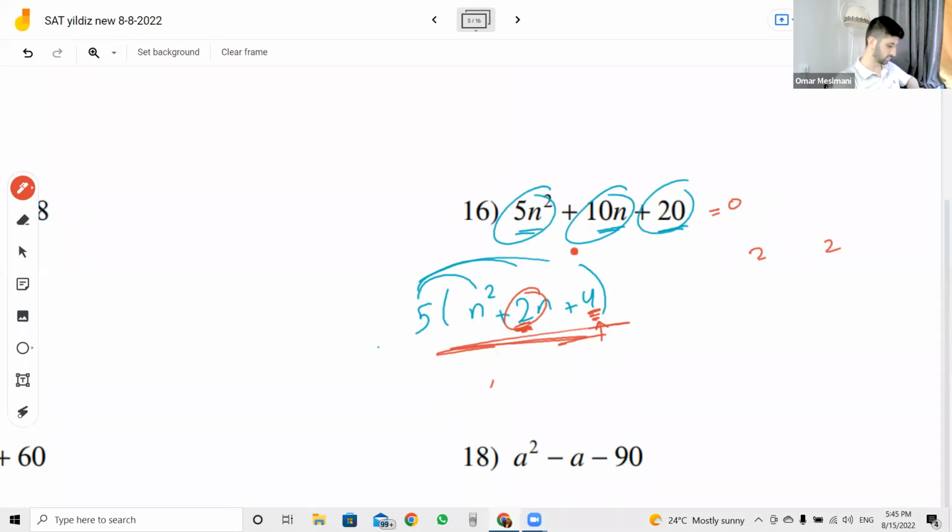The ones that I didn't solve, I didn't know how to solve them. Okay, I will solve them now. Give me a minute. All right.